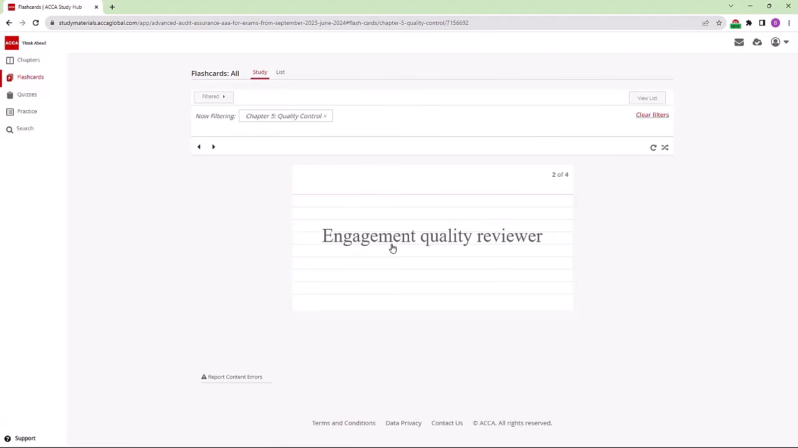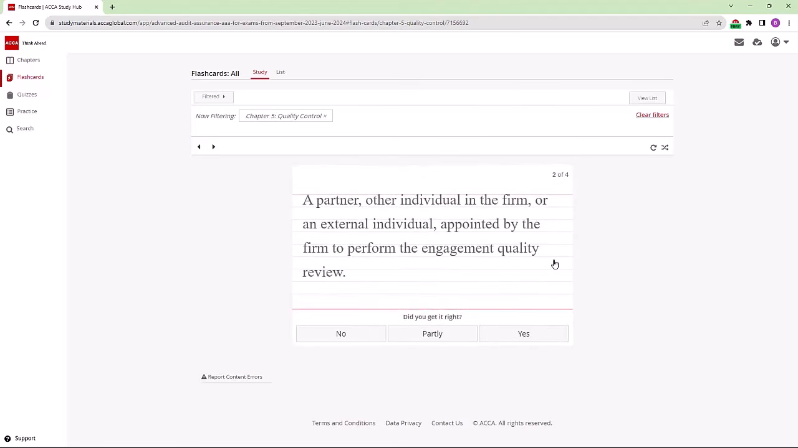The next flashcard, the Engagement Quality Control Reviewer. You know who that is, don't you? We kind of recapped it. Yeah, you know who should do it, don't you? Yes, it should be a senior independent partner. So let's look at the definition.